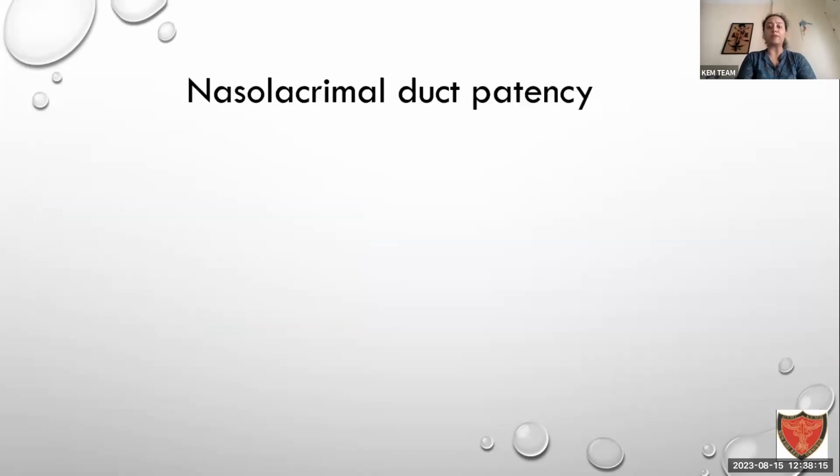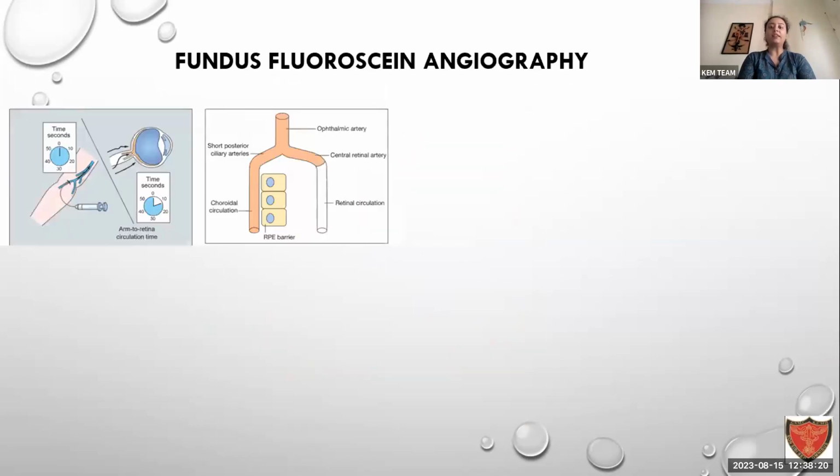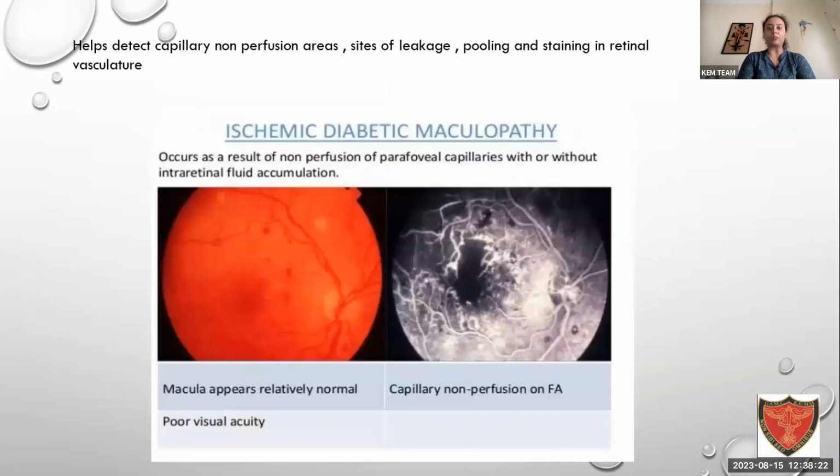It also helps us perform the nasolacrimal duct patency test using the Jones dye test. Fluorescein angiography helps us detect capillary non-perfusion areas, sites of leakage, pooling, and staining in retinal vascular disorders. Intravenous fluorescein is to be used with caution as it causes anaphylaxis and is contraindicated in renal disorders and pregnancy.